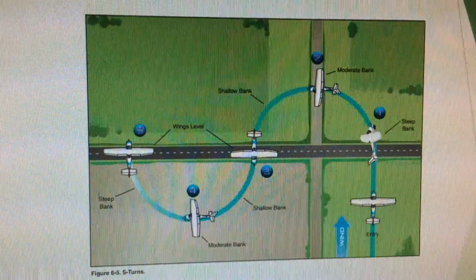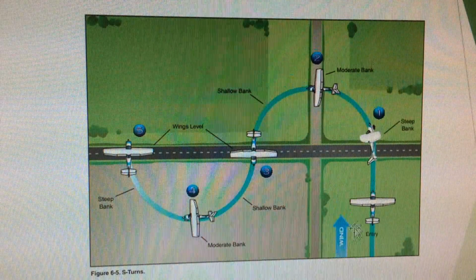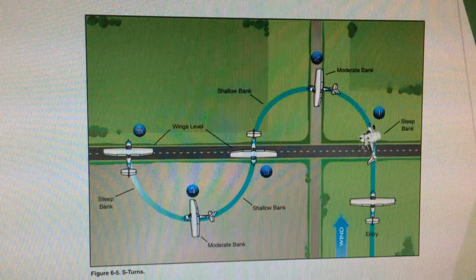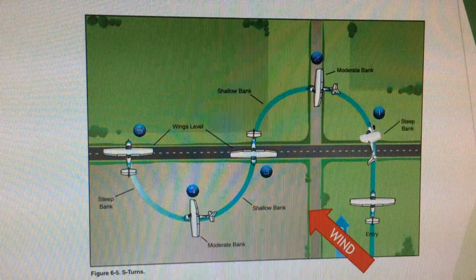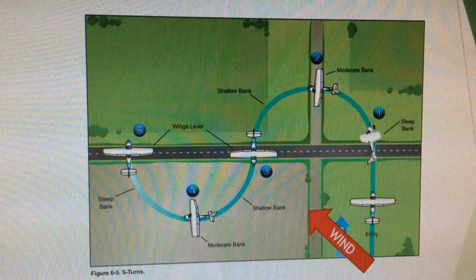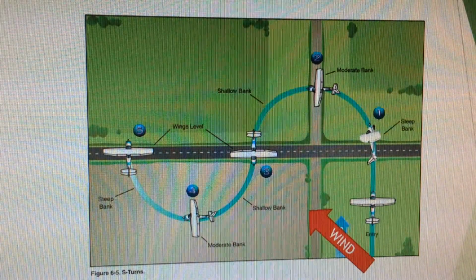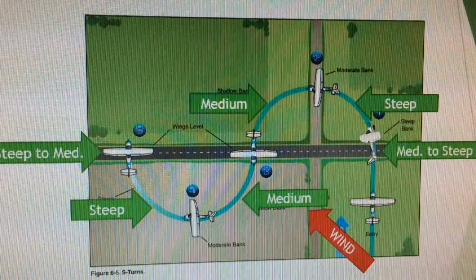Now let's apply these same principles to S-turns across a road. As mentioned in the FAA book, if the wind is directly at your tail, your steepest bank will be right immediately after crossing the road. However, what happens if the wind is somehow askew, and you're unable to find a road that's directly perpendicular to the wind? Well, in this case, all of your positions will change, and they change in rather odd ways.